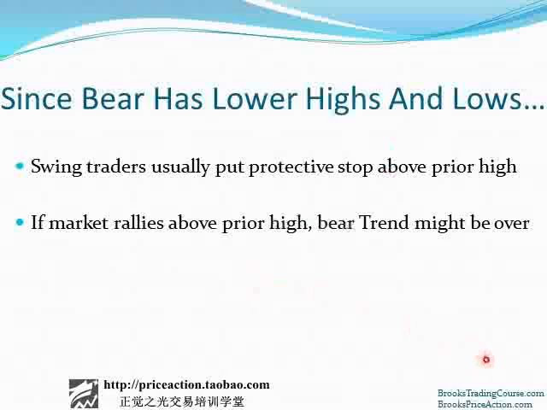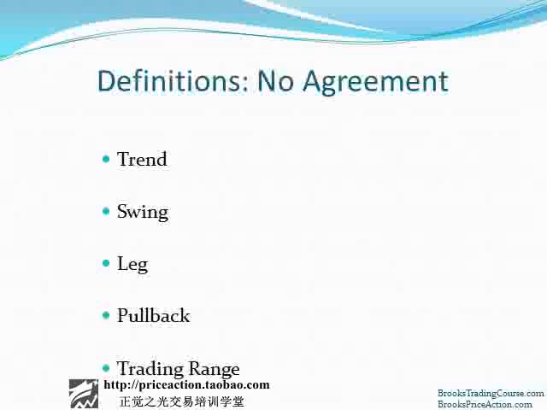And because of that, swing traders put their protective stops on their shorts above the most recent prior high. So every time the market makes a new low, they go back and lower their stop to the most recent lower high. Because if the market rallies above that prior high, they assume the bear trend is probably over and that the market has transitioned into a trading range or possibly even a bull trend.